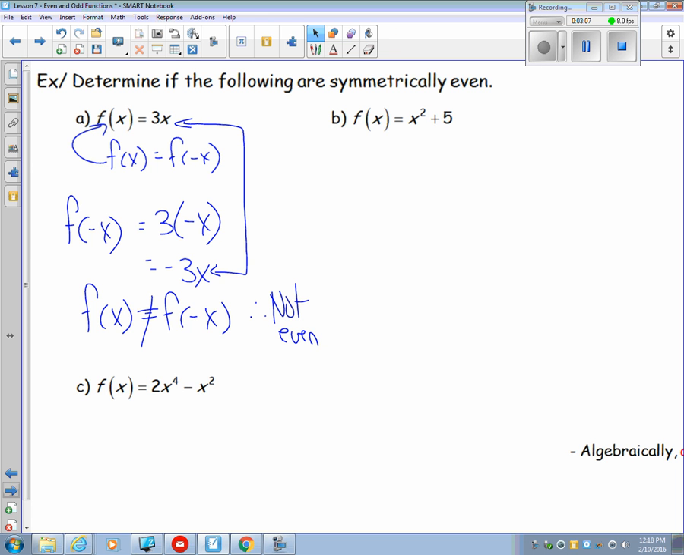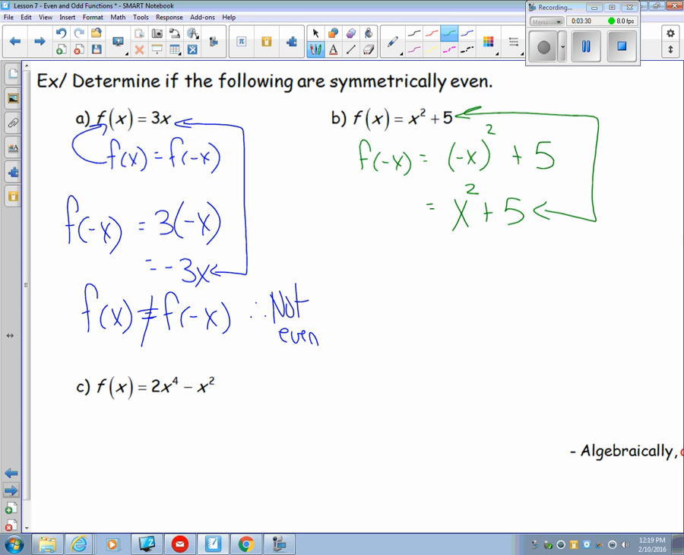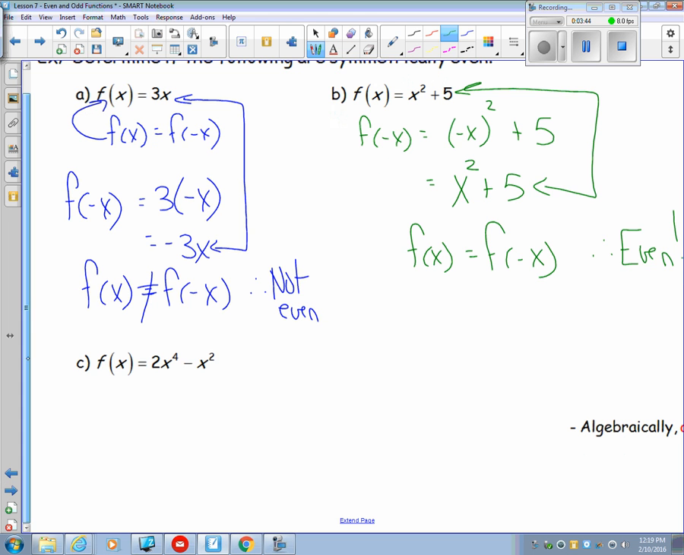I want to check to see if this is symmetrically even. So every time I see an x, I'm going to replace it with a negative x. I see an x. In fact, I see an x squared. I'm putting in brackets, remember, I want to apply my exponent to the whole thing. Plus 5. Let's simplify this. What's negative x squared? A negative x times a negative x makes a positive x squared. Are these the same things? Well, for sure they are. F at x equals f at negative x. Therefore, this is even. Proved it, without having a picture or going through a whole bunch of points. Okay, let's try another one.